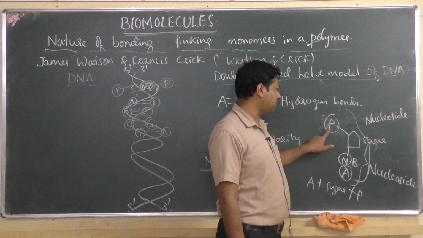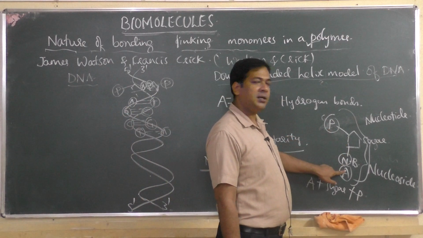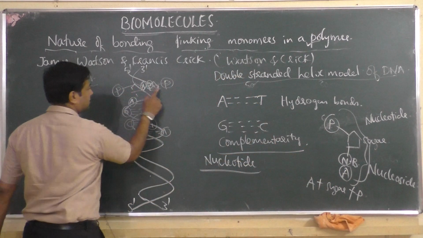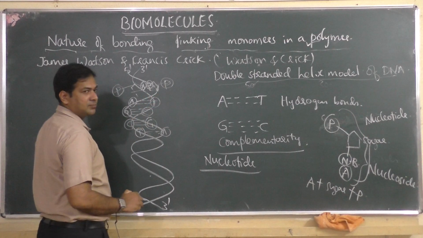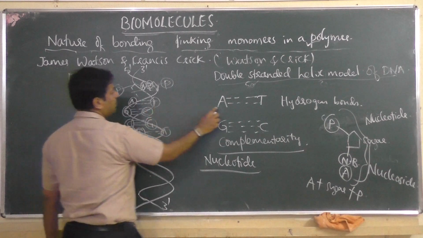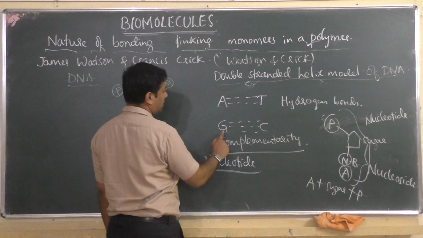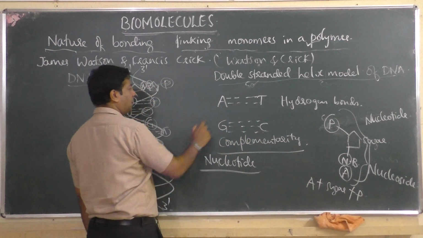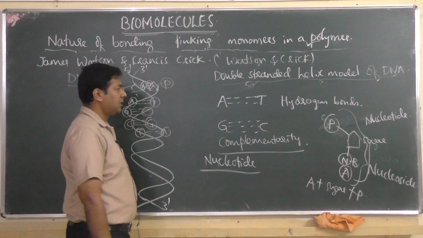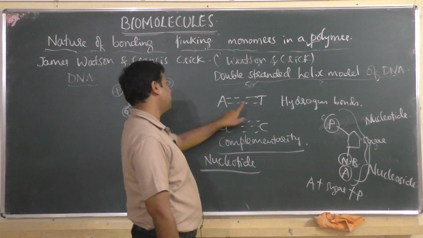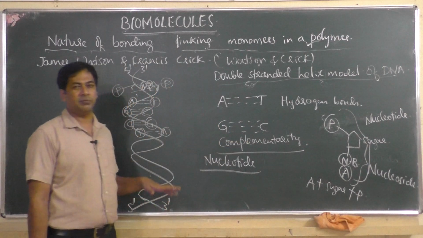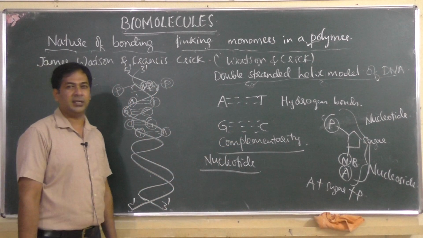Nucleotide means it has three parts: phosphate, pentose sugar and nitrogen base, that is adenine, guanine, thymine, cytosine. So on both the sides, that is what we have discussed. Then we were discussing that A always binds to T, T binds to A, and G binds to C, C binds to G, and between A and T there are two hydrogen bonds, between G and C there are three hydrogen bonds. A is complementary to T, T is complementary to A, G is complementary to C, C is complementary to G. This is what we discussed in the last class. So I just did a recap.